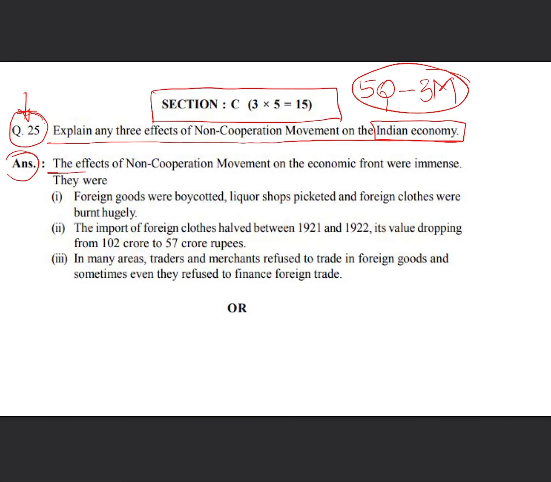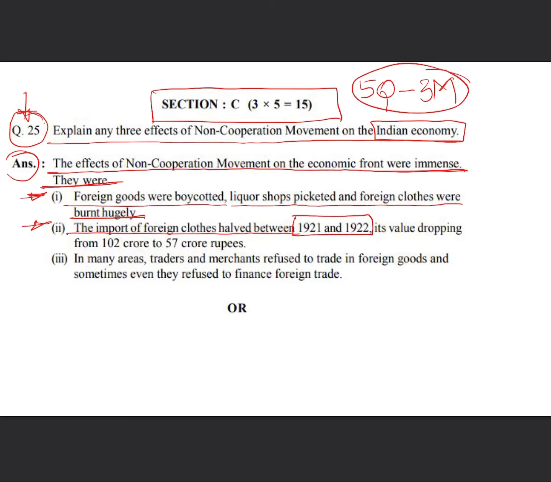Answer. The effects of non-cooperation movement on the economic front were immense. They were: first, foreign goods were boycotted, liquor shops were picketed, and foreign clothes were burnt hugely. Second, the import of foreign clothes halved between 1921 and 1922, its value dropping from 102 crore to 57 crore rupees. Third, in many areas, traders and merchants refused to trade in foreign goods, and sometimes even they refused to finance the foreign trade.